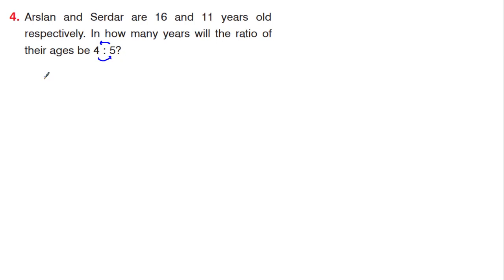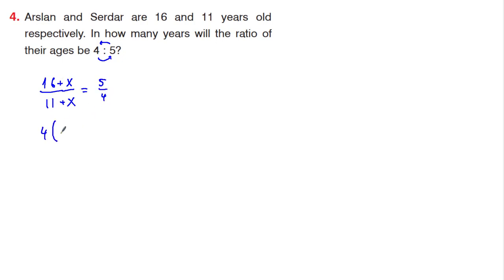Let's see again. So 16 over 11 is the ratio of their current age. But it says in how many years? Well, in some years, x years, Arslan will be 16 plus x. During that time, Serdar will also grow x years older. So that would be 11 plus x. And we want the ratio to be 5 to 4. The rest is now very easy.